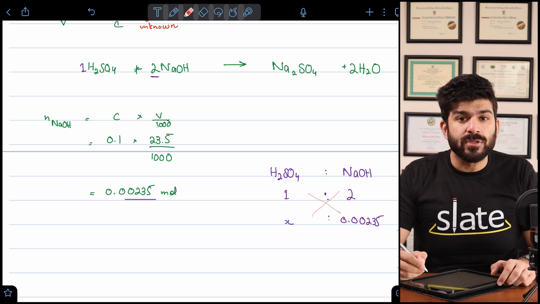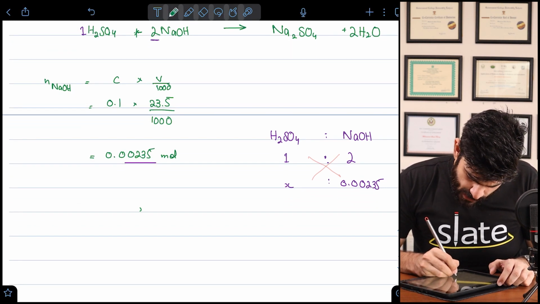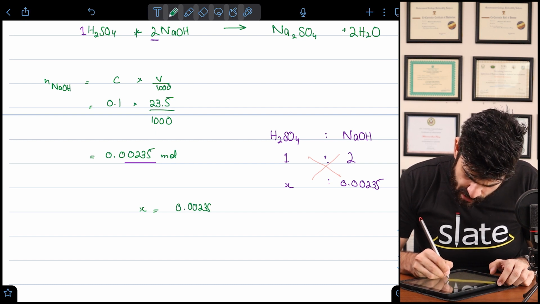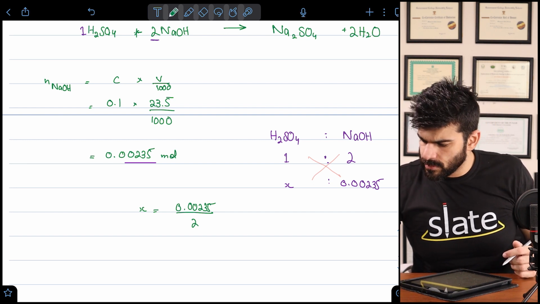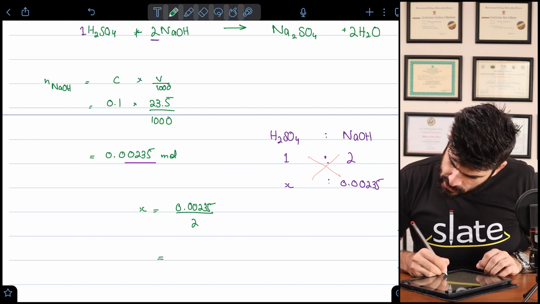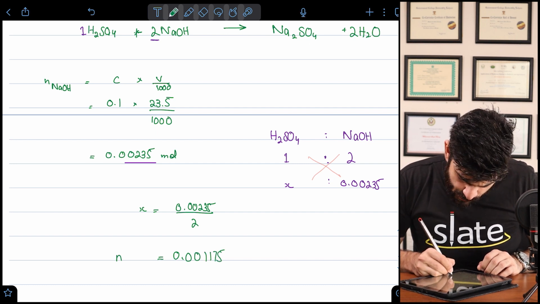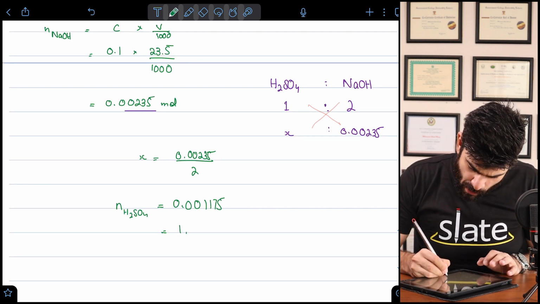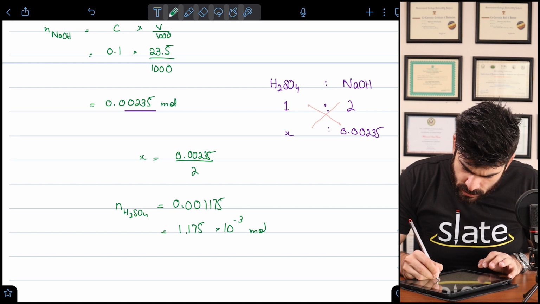We just cross multiply the values if you remember that. So what happens? X equals 0.00235 divided by 2. So let's calculate the value, what the answer comes. The answer is 0.001175 and we call it moles of H2SO4. You can also write that in scientific notation. That would become 1.175 into 10 raised to power minus 3 moles.